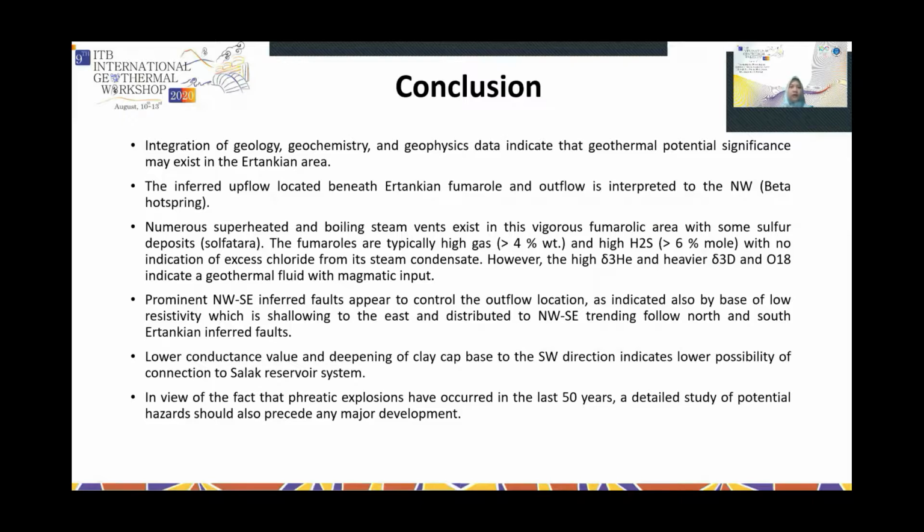This would be my last slide. The conclusion from this study is that the integration of geology, geochemistry, and geophysics data indicate that geothermal potential significance may exist in the Ertankian area. The invert upflow is located beneath the Ertankian fumarole and outflow is interpreted to the northwest in the Beta hot spring.